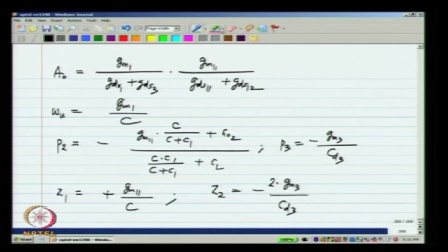So, overall we have a dominant pole which is very close to the origin, and we have these non-dominant poles and zeros. We have 2 non-dominant poles and 2 non-dominant zeros, and we should position these so that our phase margin is a healthy value of, let us say, 45 degrees or 60 degrees or whatever we desire.